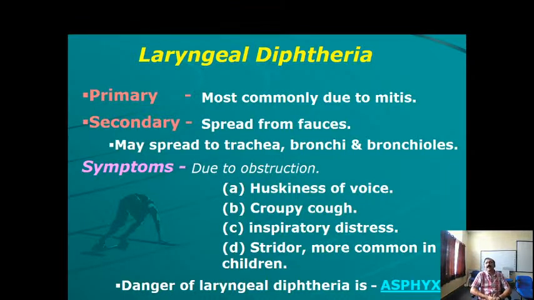Laryngeal diphtheria is not common in the other varieties other than the mitis, and spreads from the fauces, may spread to trachea, bronchi and bronchioles, and further it may lead to obstruction. There's huskiness of voice and a typical croupy cough. This cough is very typical, but please remember to differentiate this diphtheria from other diseases which cause cough.